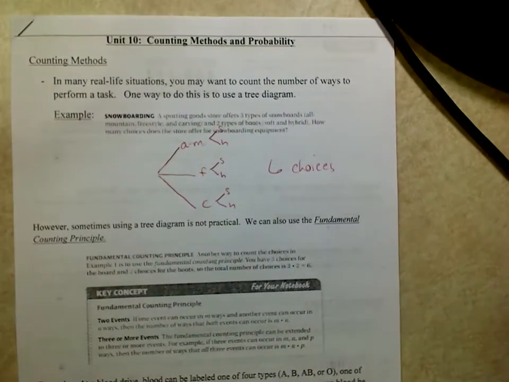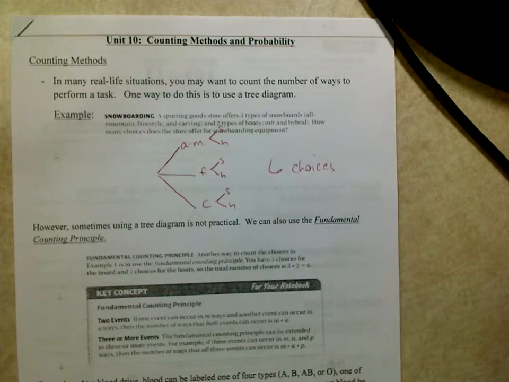Now this was a pretty small problem, and so a tree diagram would work just fine, but sometimes it's not practical. Like we were talking about Applebee's menu, and you were trying to figure out all the different choices that you would have to order. A tree diagram would just be impractical. It would be way too big, and it wouldn't give us the information. And so sometimes when we don't actually need to see our choices, we can just come up with a number of choices using the fundamental counting principle.